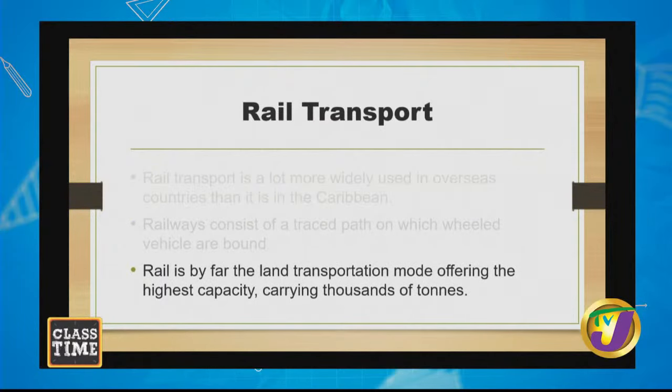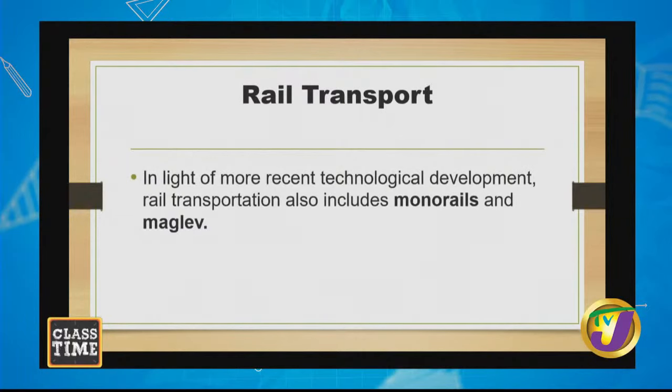Now, rail is by far the land transportation mode offering the highest capacity, meaning it can carry heavy weight, thousands of tons. So rail transportation is very useful in carrying a large amount of cargo. In light of more recent technological development, rail transportation also includes what we call monorails and maglev. So we're going to pause a little and look at these two. They might be new terms to you.